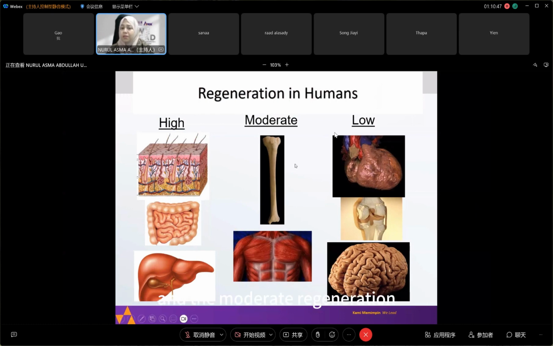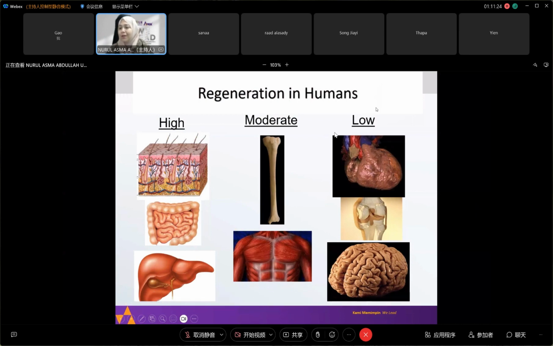And the moderate regeneration is bone. As I mentioned, bone always regenerates. Why is it moderate? Because to produce one whole bone, it will take time. One whole bone is a very structured tissue, it's skeletal tissue. So to regenerate and be functional like the previous bone, it will take some time. And also the muscle and ligament.